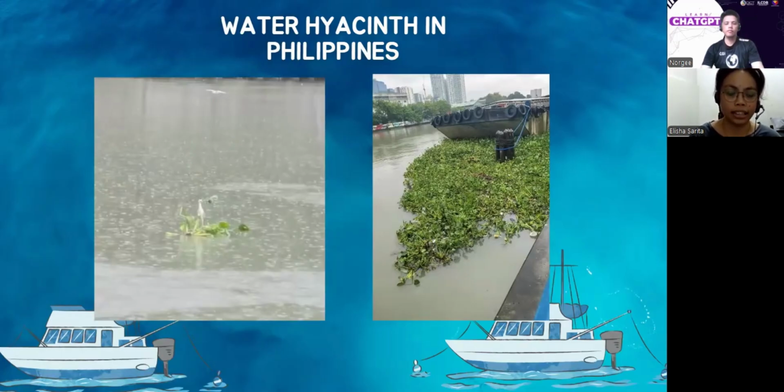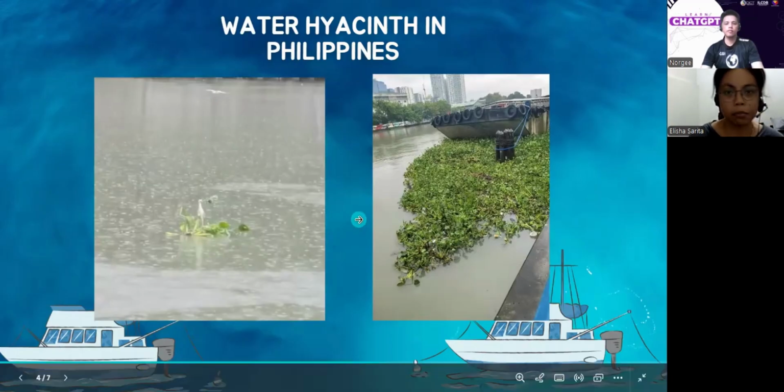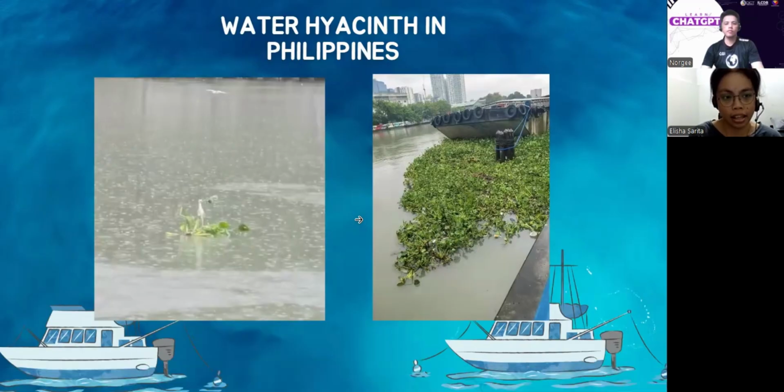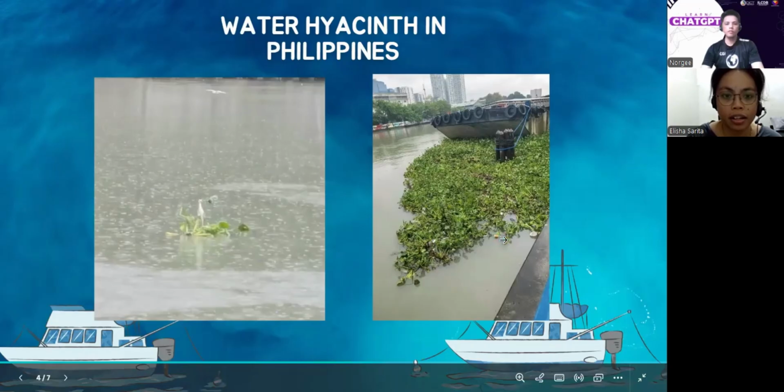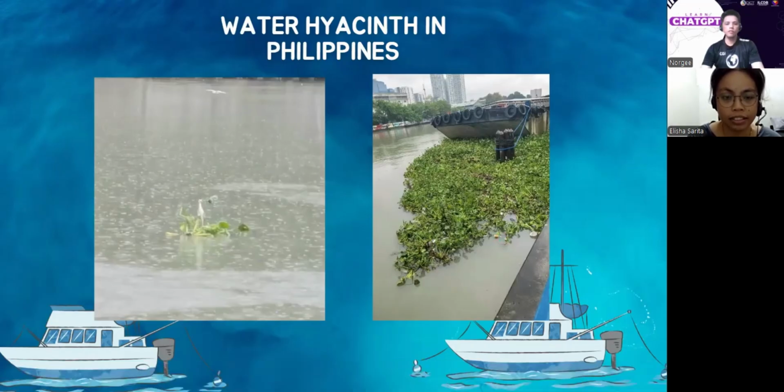to water hyacinth. As you can see in the left picture, it shows an egret perching on a water hyacinth because water hyacinth has a characteristic of being buoyant. But its buoyancy and matting characteristic also pose an issue for humans. As you can see here, it becomes difficult for boats and other infrastructures to navigate the waterways.